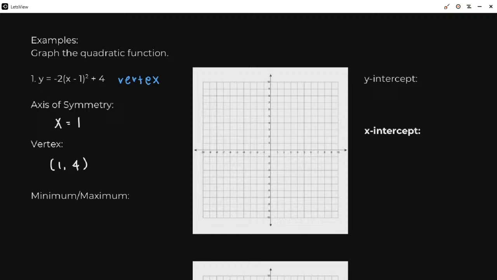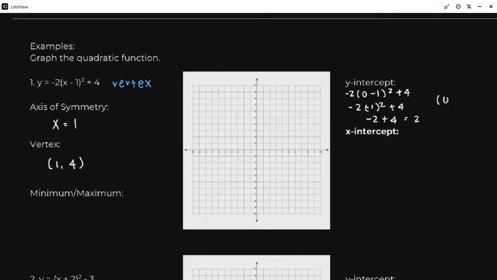For the y-intercept, that means we're going to plug in 0 in for x. So that'll be negative 2 times (0 minus 1) squared plus 4. So then that's going to be negative 2 plus 4, which means it's 2. So the y-intercept is going to be the point (0, 2). Okay, so to graph, I'm going to start at the vertex, which is at (1, 4), which is right here. And my y-intercept is at (0, 2), which is right here.